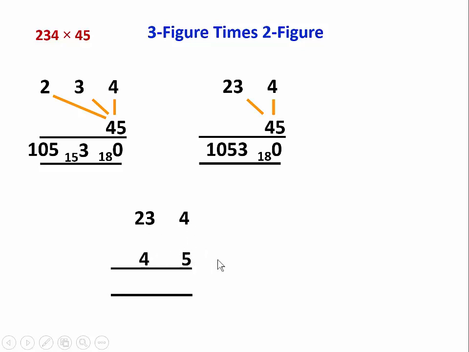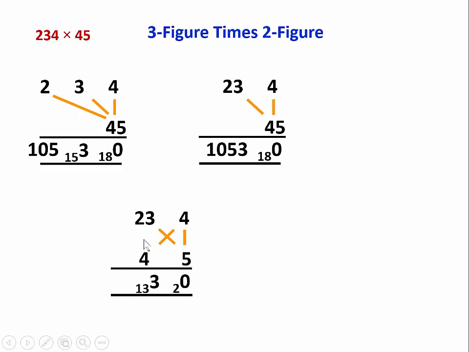So 4 times 5 is where we start, and that's 20, so we put down 0 and carry 2. Now the crosswise. 23 times 5, that's 115. 4 times 4 is 16, so that's 131. 115 and 16 is 131, and with the 2 we get 133. Put down 3 and carry 13.